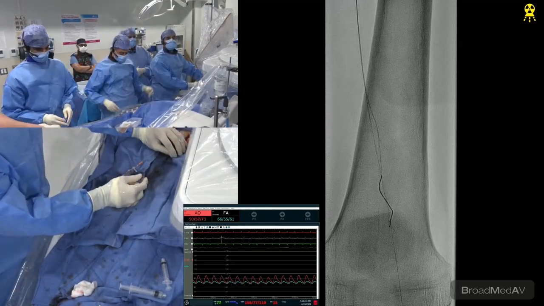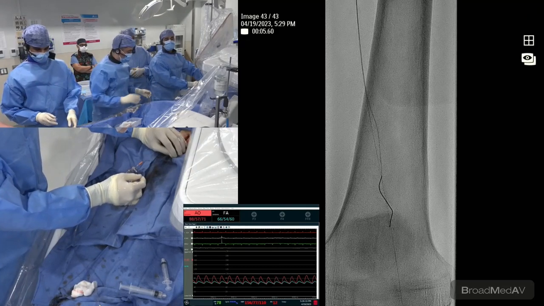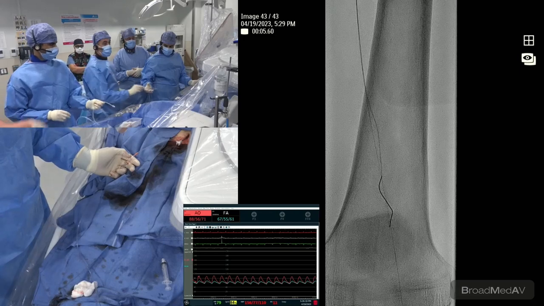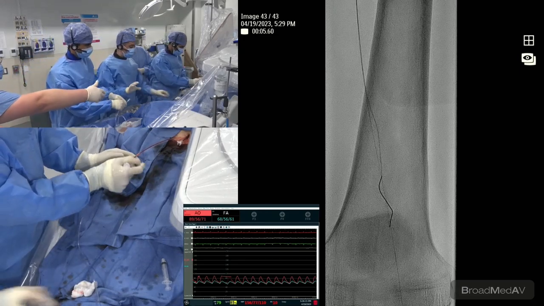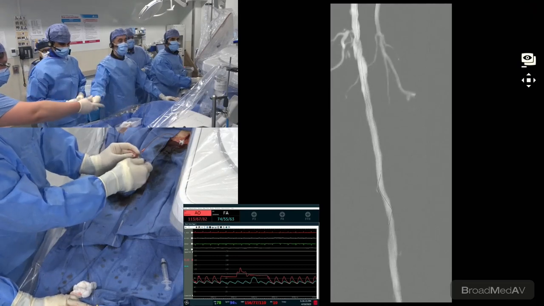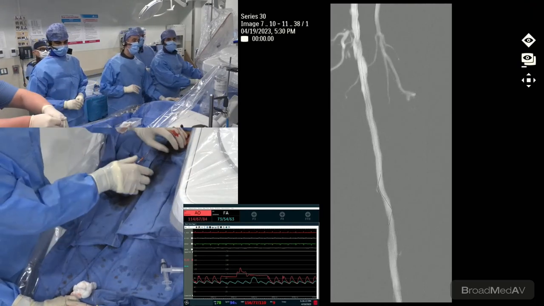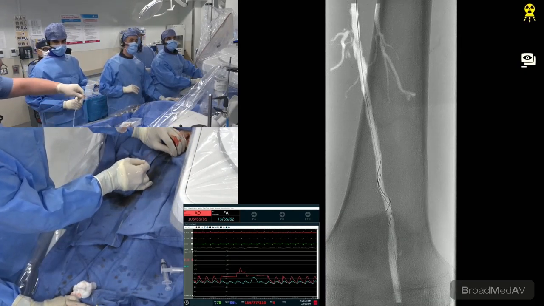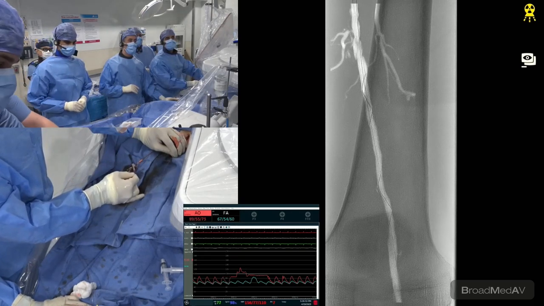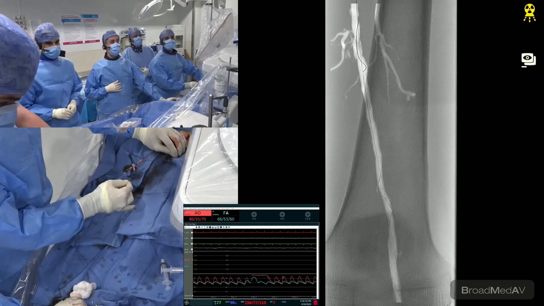So Roman is pulling the wire back. Just do a roadmap here for me so I can see where the lesion is, for teaching purposes. So we're just going to do a quick roadmap for you guys and gals just to take a look at where it is. Okay, there's our lesion. So now we're going to come back. As Roman pulls back, we're going to keep an eye on our tracing.